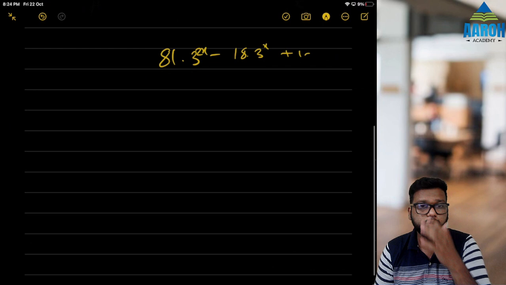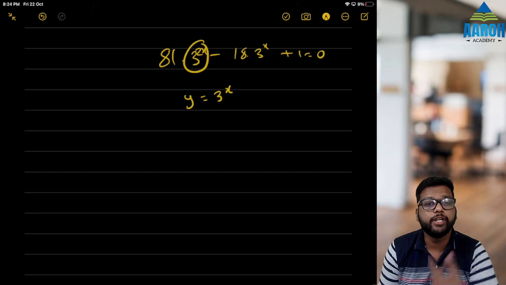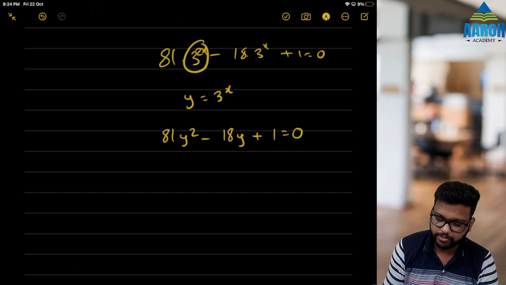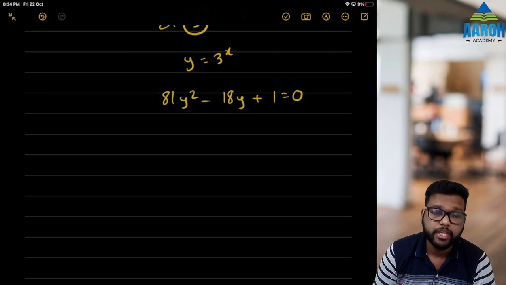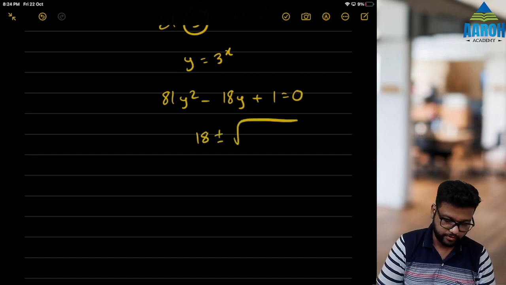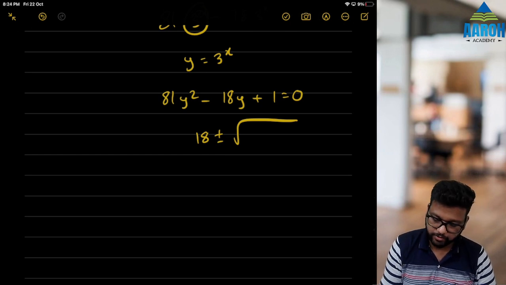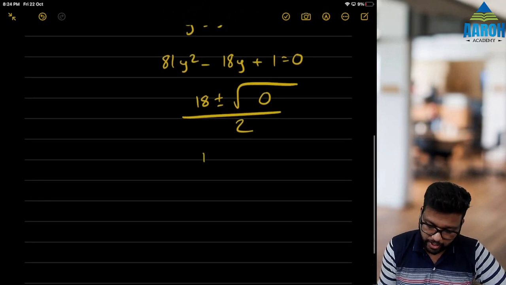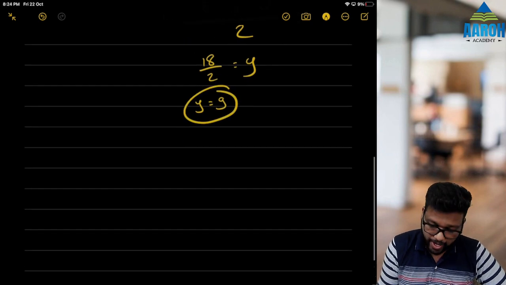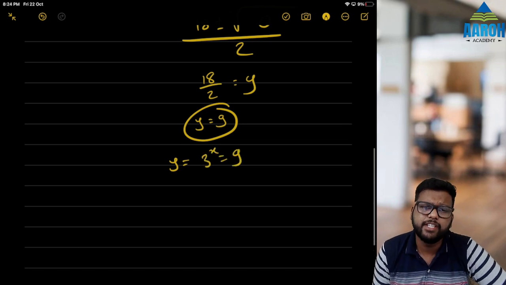Fine. Now what you should do in exam in such situations is assume y is equal to 3 raised to x. So 3 raised to 2x will become y square, right? So it will be 81y square minus 18y plus 1 is equal to 0. Now we can solve this as quadratic equation using formula method. Minus b plus minus square root of b square, 18 square minus 4ac, that is 81 into 4, minus, that gives us 0 by 2. So 18 by 2, that is 9, is equal to y. Y is 9, right? And y was what? Assumed as 3 raised to x. That means 3 raised to x is 9. We know that 3 square is 9, so x is 2.